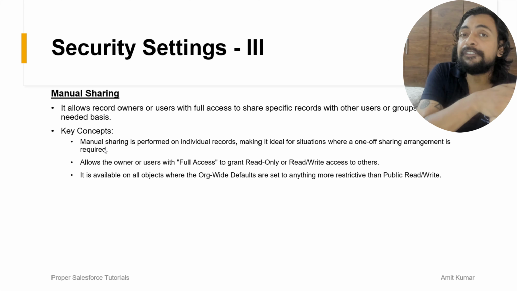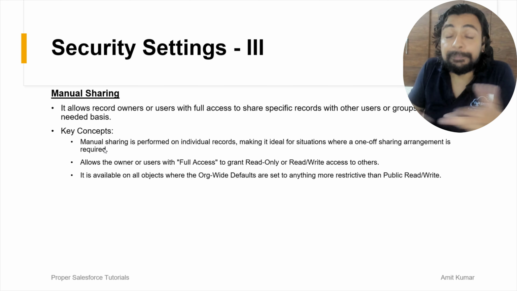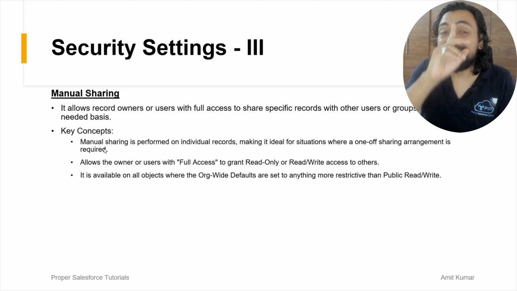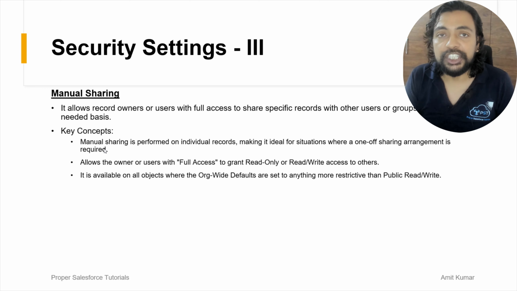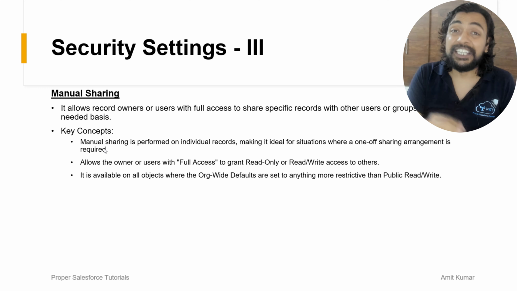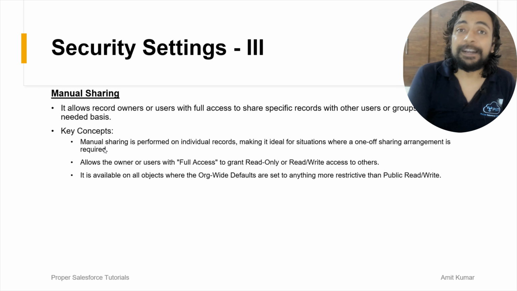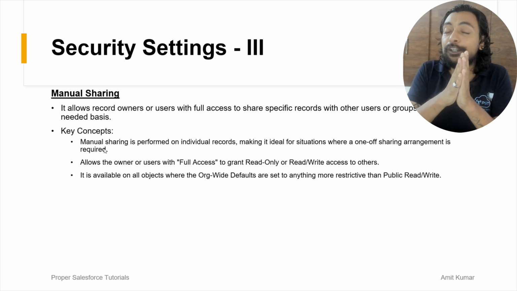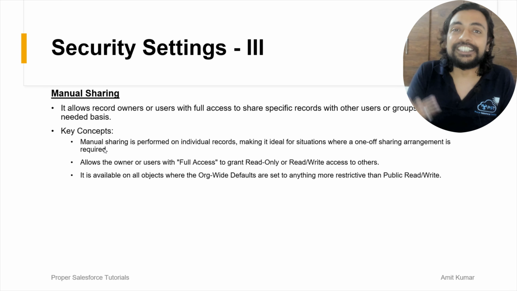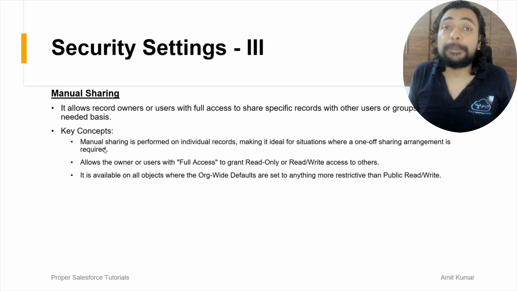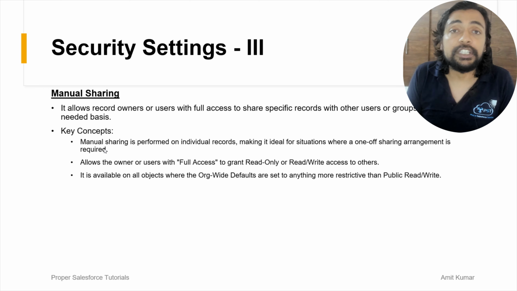It is available on all objects where the org-wide defaults are set to anything more restrictive than public read write. If the org-wide default is public read write, that means you are by default providing public read write access to all the users, so in that situation you won't find the manual sharing option. But if the OWD is restricted, whether it is public read only or private, manual sharing is helpful. The same applies to sharing rules as well. If the org-wide default itself is public read write, then you don't need other sharing options. Other sharing options are only provided where the org-wide default is more restricted than public read write.